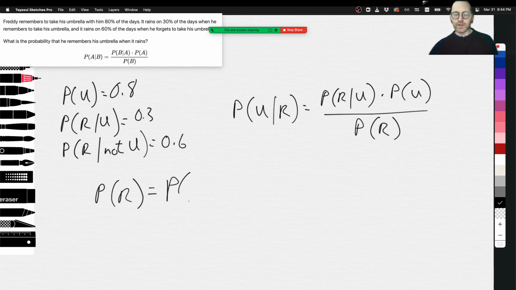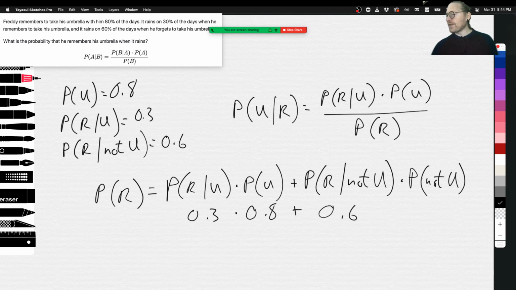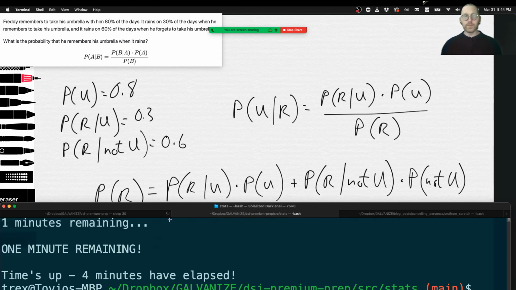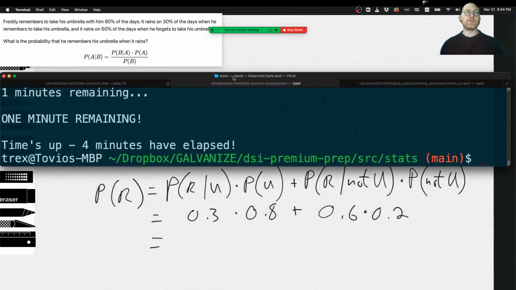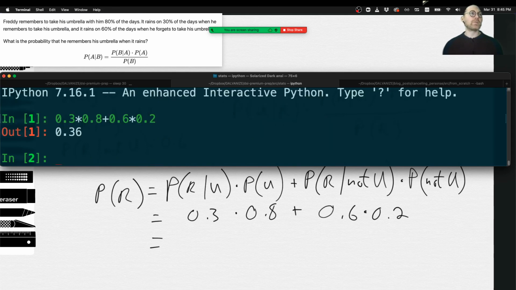So this is just going to look like the probability of rain given umbrella multiplied by the probability of umbrella. And then we add to that the probability of rain given not umbrella multiplied by the probability of not umbrella. We can fill these in. Rain given umbrella is 0.3 times umbrella is 0.8. We add to that rain given not umbrella, which we know as 0.6. And then the probability of not umbrella, well, we don't know that explicitly, but we do know it implicitly. It's just the complement of the probability of umbrella, so it's 0.2. And we can plug that into a calculator, or the next best thing, which is this. So that's 0.3 times 0.8 plus 0.6 times 0.2. And that's 0.36.